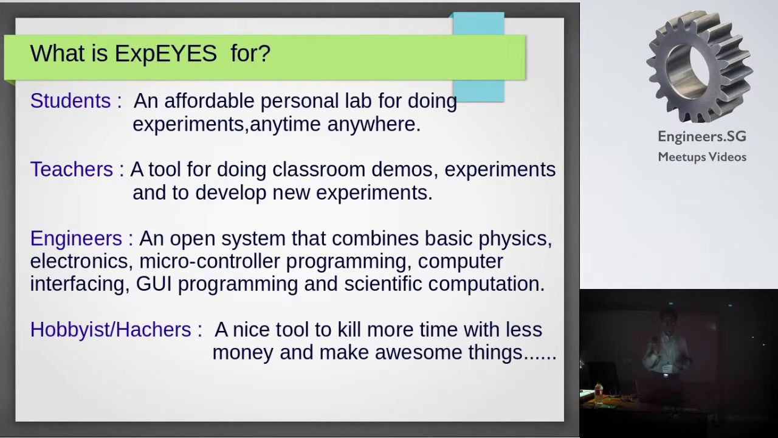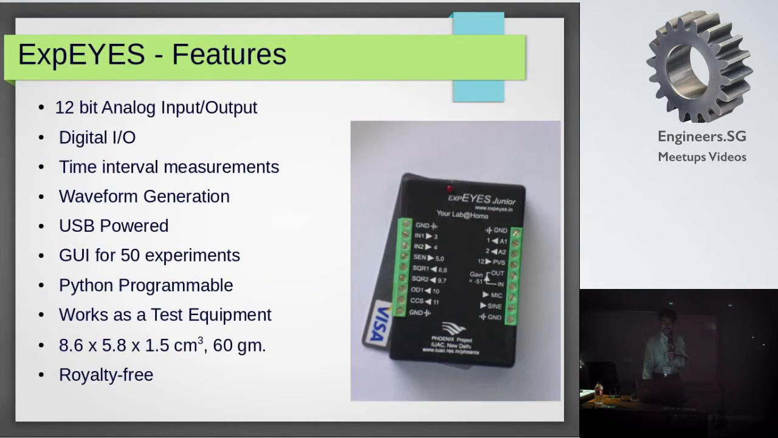So ExpEYES is for students as an affordable personal laboratory which they can carry in their bag everywhere. Along with ExpEYES, what additional things they need are small coils, maybe LEDs, resistors, capacitors, which are very affordable and easily available. For teachers, it can work like a tool for classroom demos, experiments, and also to develop new experiments. For engineers and for hobbyists and hackers, it is the best testing tool. And because it is using the power of your processor in the computer, timing accuracy is extreme.